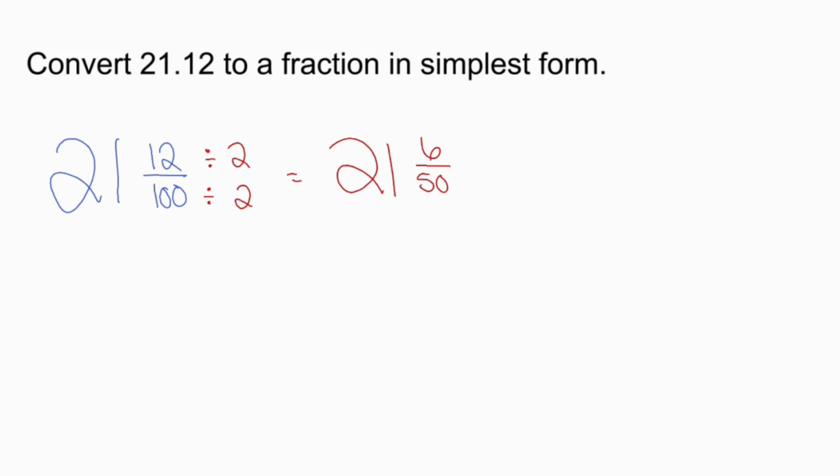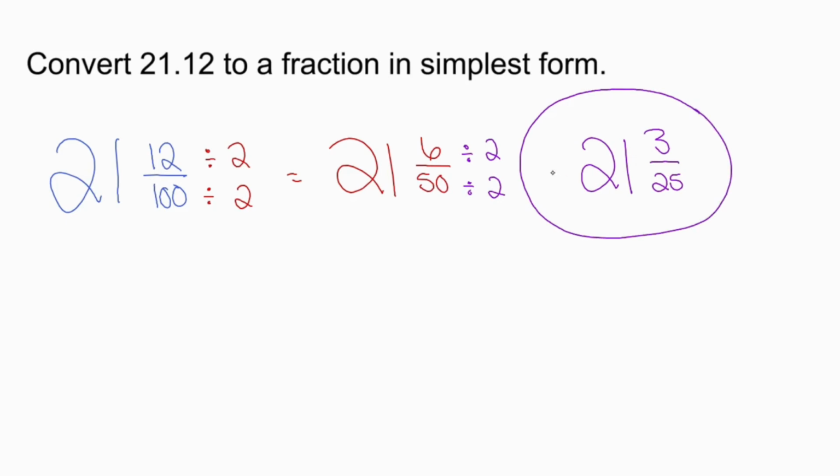Now you look at that 6 fiftieths and say, wait a minute, I could still simplify. Those are still both even numbers, so I could still divide the numerator and the denominator once again by 2. So 6 divided by 2 is 3, 50 divided by 2 is 25, and that 21 remains out in front. So I can't simplify anymore. 21 and 12 hundredths becomes 21 and 3 25ths.